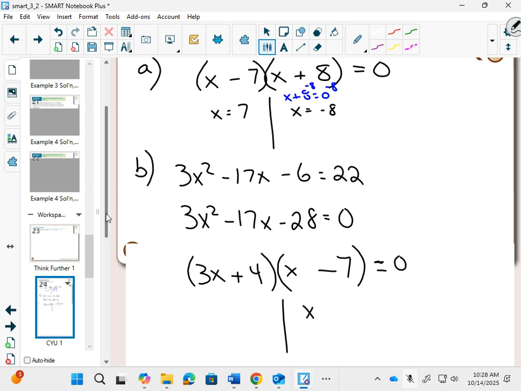I'll start with this one because it's easier. What would make x minus 7 equal 0? 7. And this one, what would make 3x plus 4 equal 0? So again, in your brain, you would make a little tiny equation and say, I need this to equal 0. Can you do these two steps at once? Could you move the 4 over, which would give you a negative 4, and then divide by 3 to give you negative 4/3? Do you think you could do that all in one step without writing out the blue?